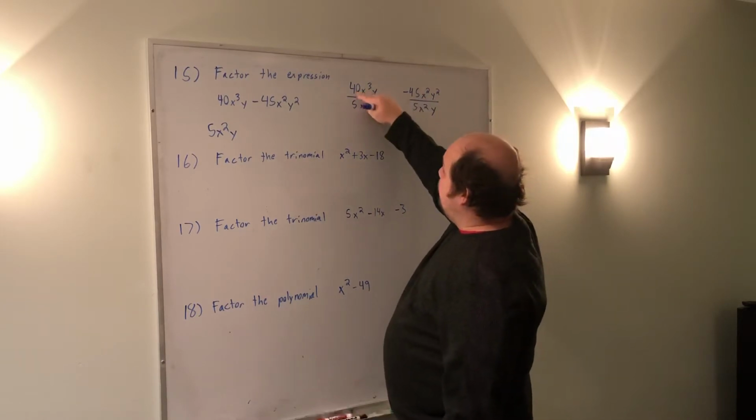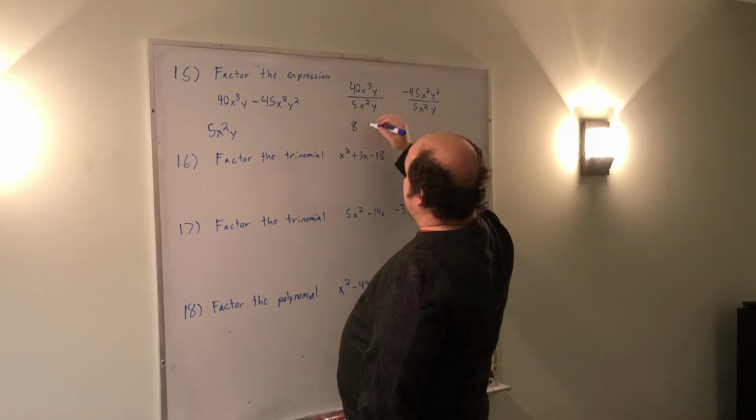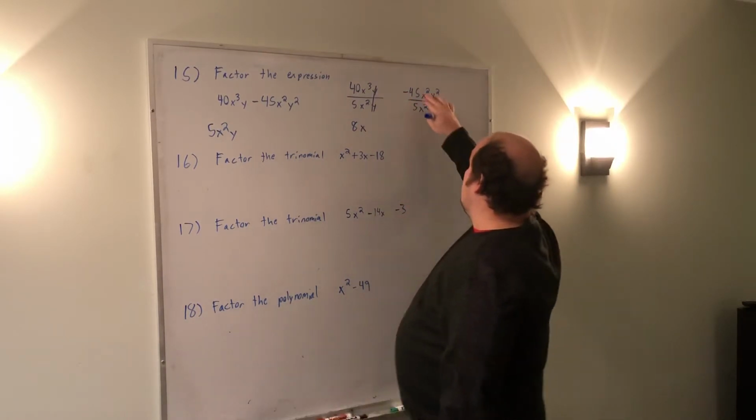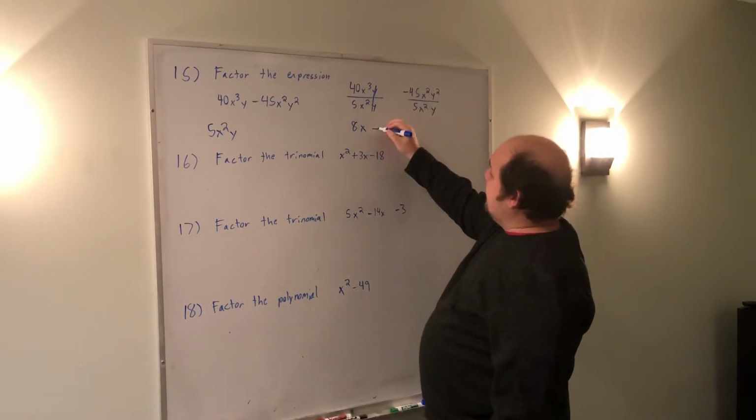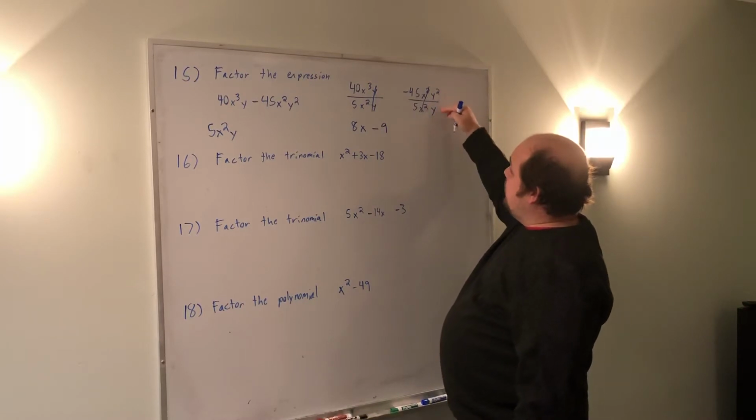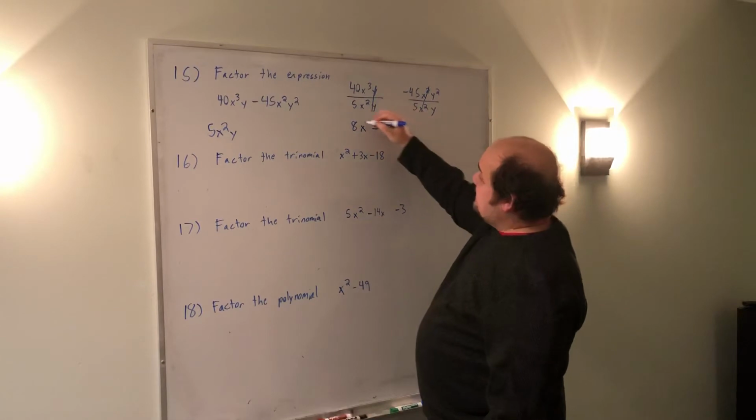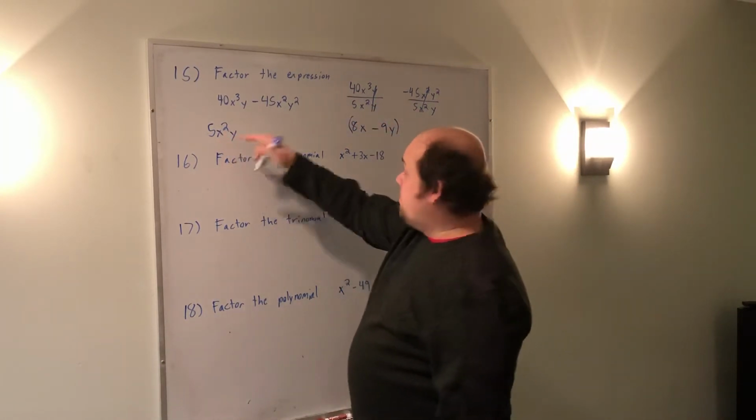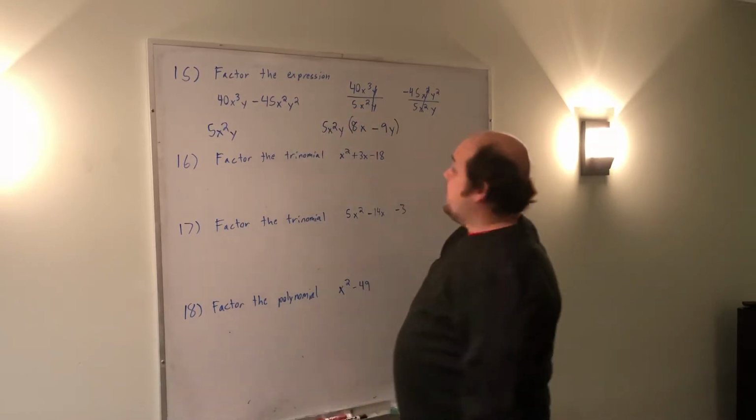When I divide 40 by 5, I get 8. X cubed divided by x squared leaves me with x, and the y's go away. Here, when I do negative 45 divided by 5, I get negative 9. The x squareds go away, and y squared divided by y leaves me with y. So this is left over after the division. What did we divide by? 5x squared y, which goes out in front of the parentheses.